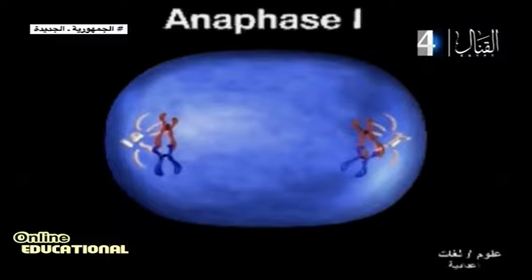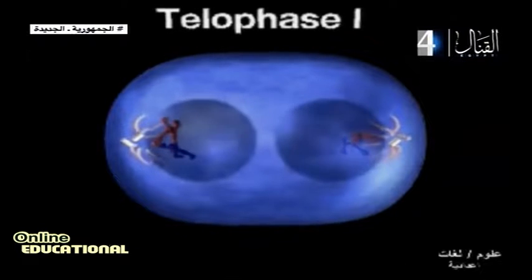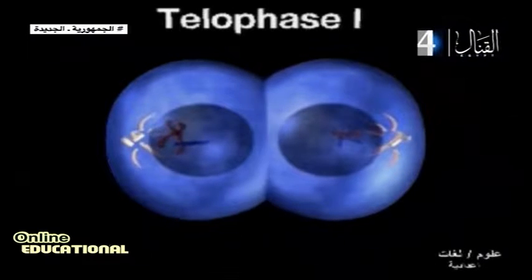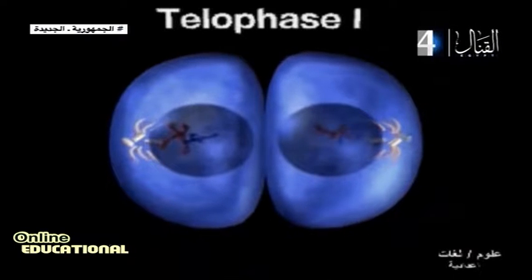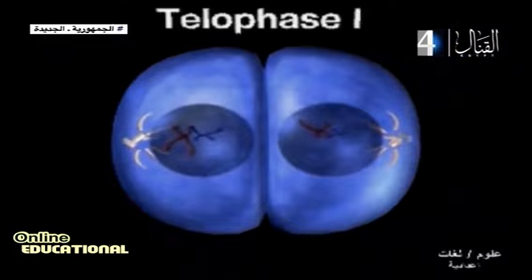After anaphase 1, the third phase, the next phase is called telophase 1. This is the end of the first stage of the division. We can see here the nuclear membrane is formed and the nucleolus is formed again, and here we have two new cells. Each one of them contains n, or half the number of chromosomes of the parent cell. So now the number of chromosomes is reduced.